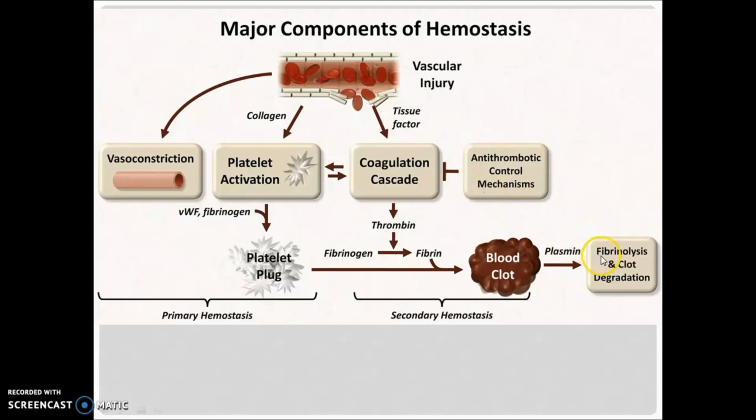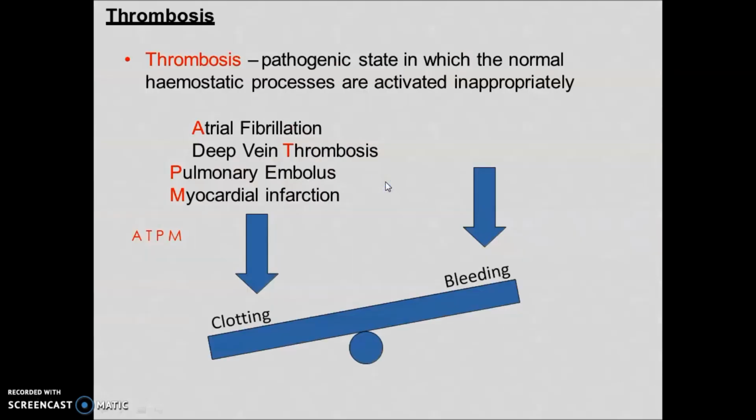Now to lyse that clot, plasmin is required. And this is your secondary hemostatic mechanism. Okay dear friends, so remember the important questions about plasmin, thrombin, VWF and fibrinogen, and about primary and secondary hemostasis. Fine, dear friends, so let's get to the pathological or medicinal aspect.